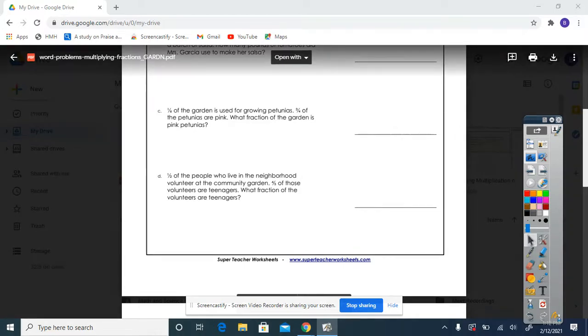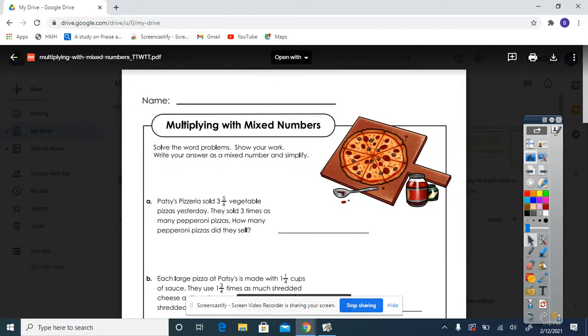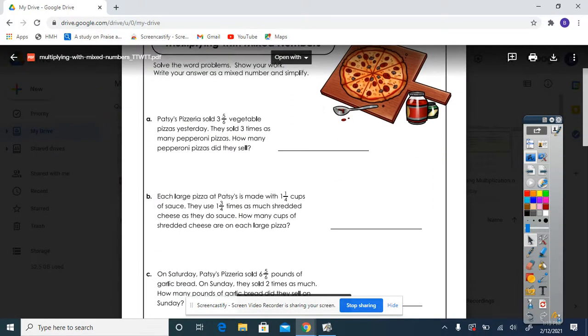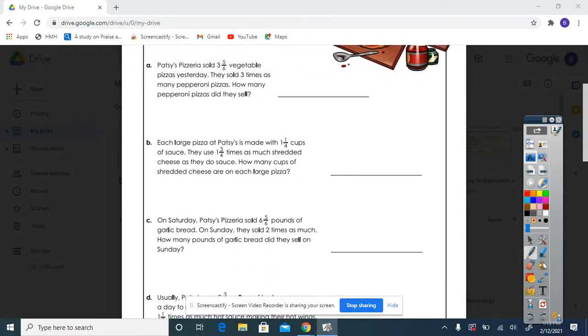Now let's look at some different word problems. These are a little more complex, okay? Moving up a level. Patsy's Pizzeria sold 3 and 5/6 vegetable pizzas yesterday. They sold 3 times as many pepperoni pizzas. How many pepperoni pizzas did they sell?